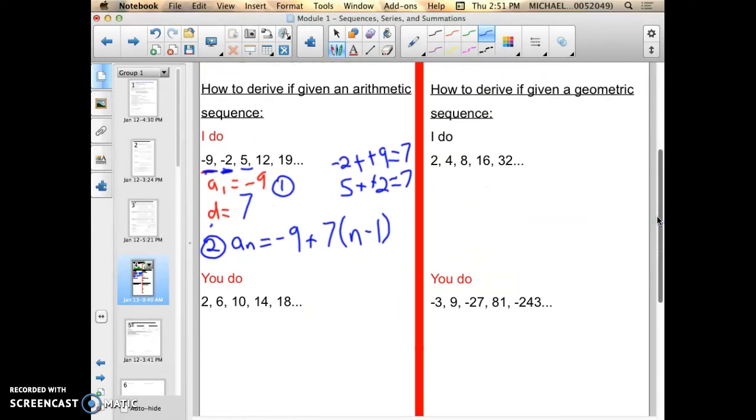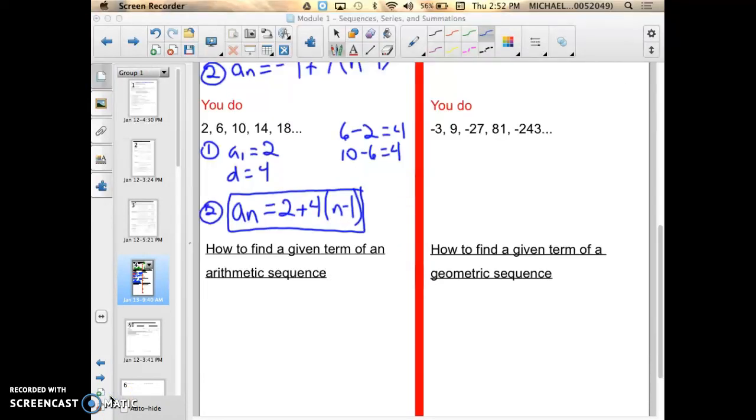So go ahead and pause the video and try to come up with the explicit formula for number 2 on your own. At this point, you should have paused the video and tried number 2 on your own. I have squared my answer of the explicit formula that I got for this given sequence, and it's a sub n equals 2 plus 4 times n minus 1.